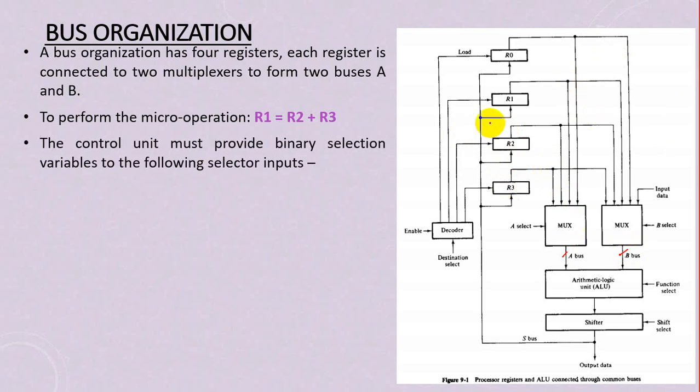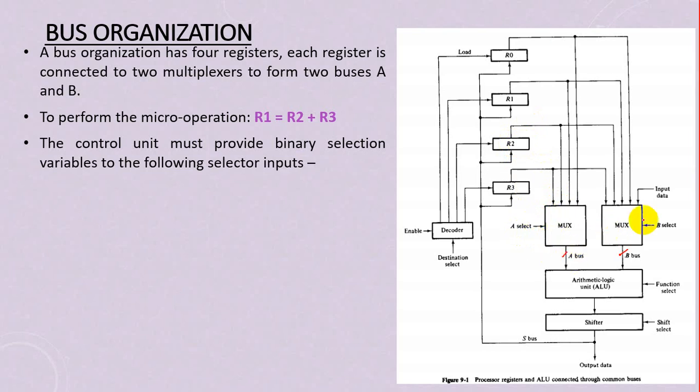To select register R2 and R3, we need to give a control signal to the multiplexer, let's say A select. There are 4 registers, so we need 2 selection pins to select 1 out of 4 registers, right? 2 to the 2 equals 4. So there will be 2 selection pins to select 1 out of 4 registers. We select register R2 by multiplexer A and it comes to the A bus.